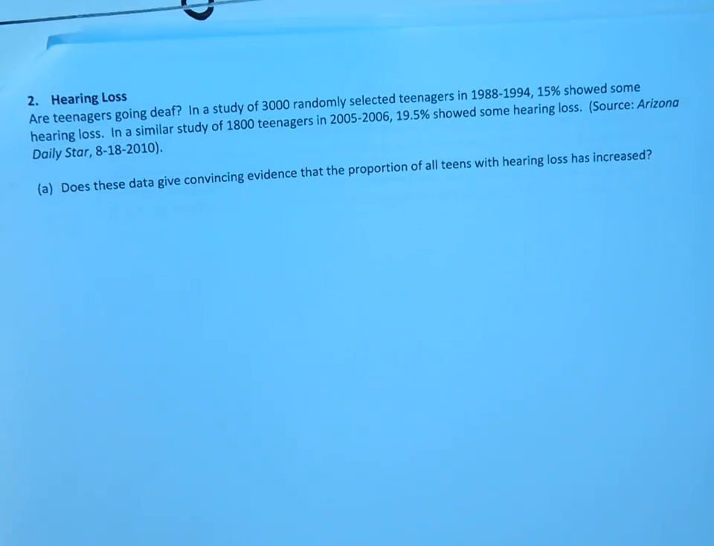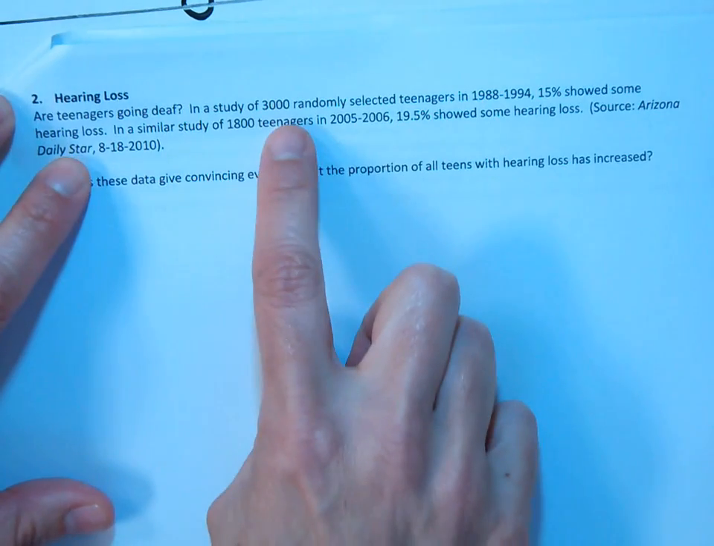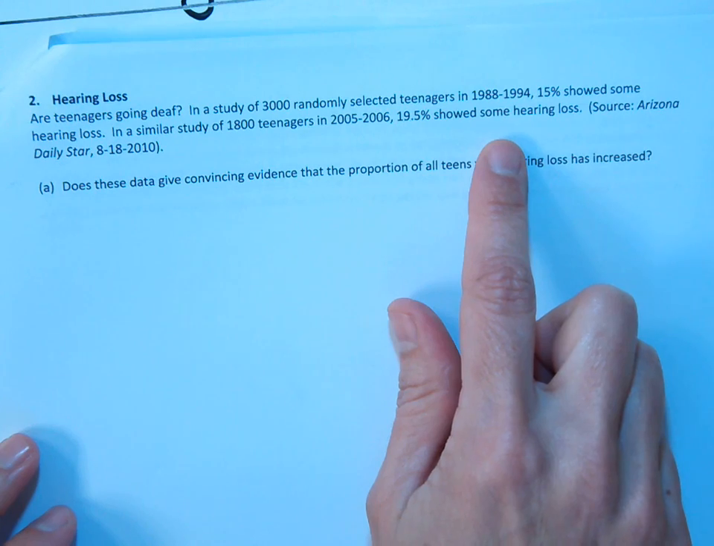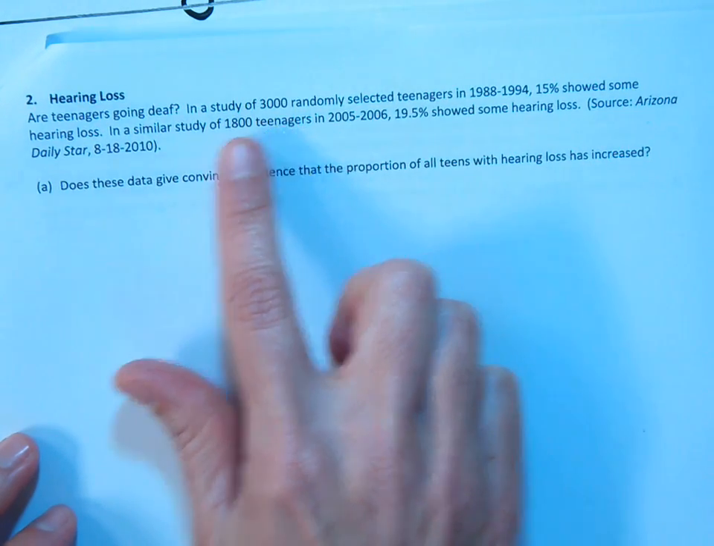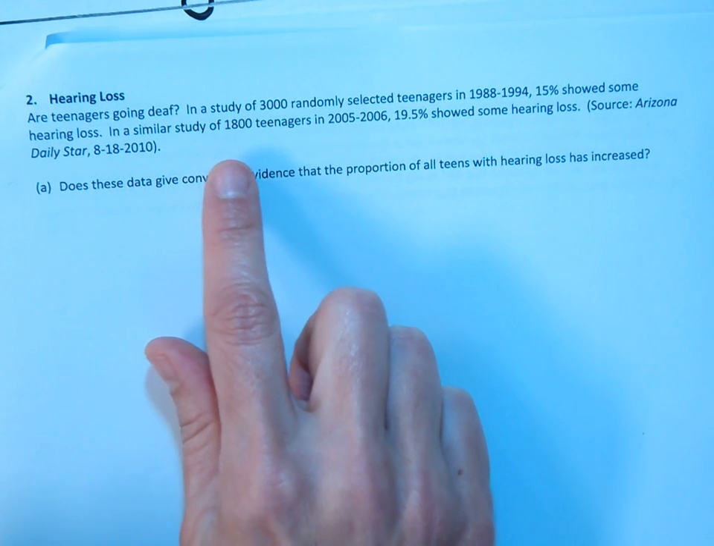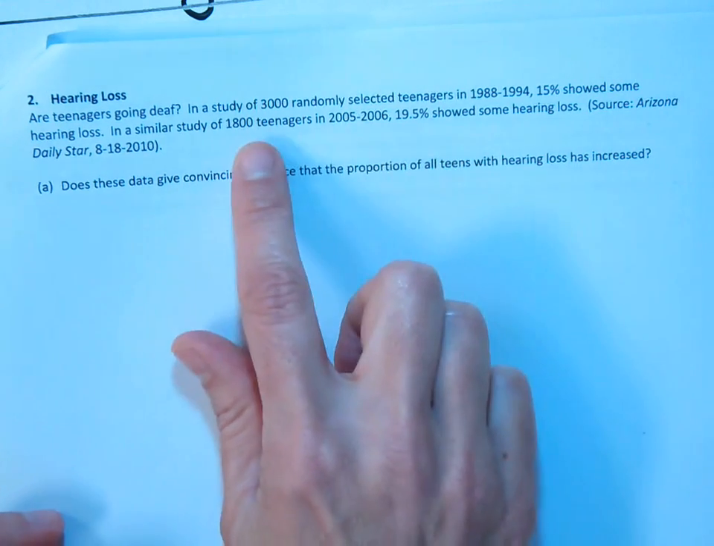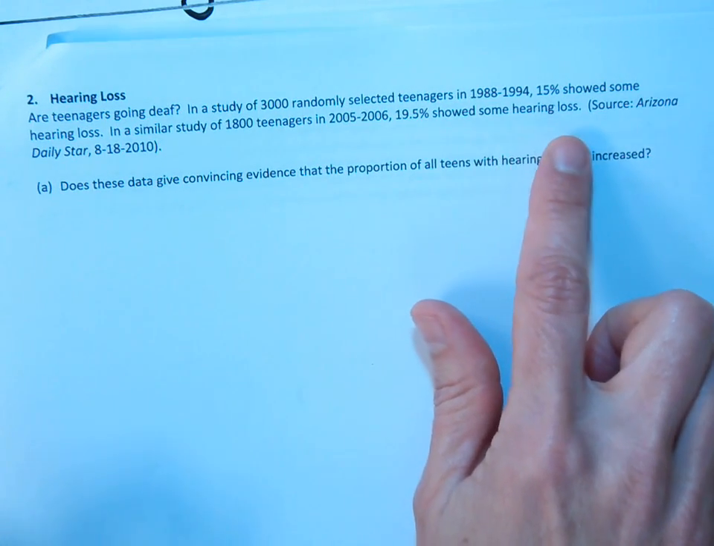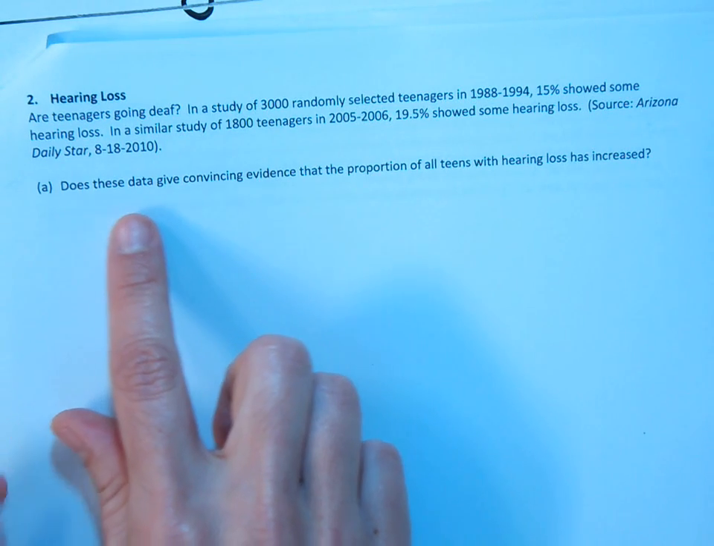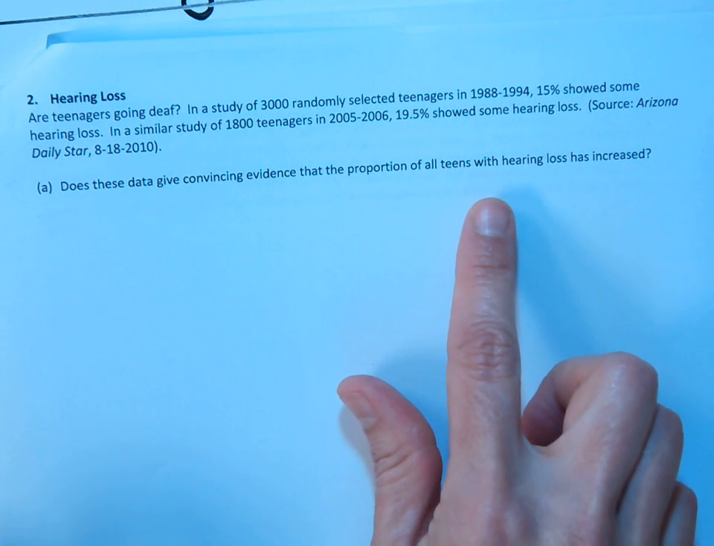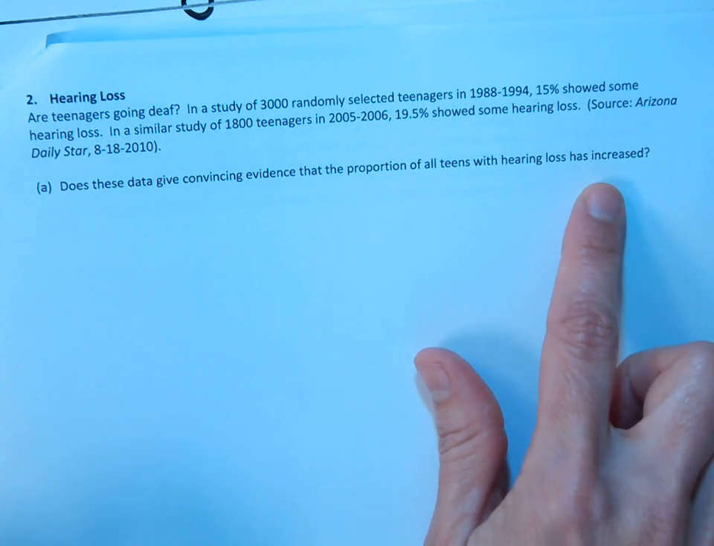All right, this is still from section 10.1, extra example number 2, hearing loss. Are teenagers going deaf? In a study of 3,000 randomly selected teenagers in 1988 to 94, 15% of those 3,000 showed some hearing loss. In a similar study of 1,800 teenagers in 2005 to 2006, 19.5% of those 1,800 showed some hearing loss. There's the source. Does these data give convincing evidence that the proportion of all teens with hearing loss has increased?